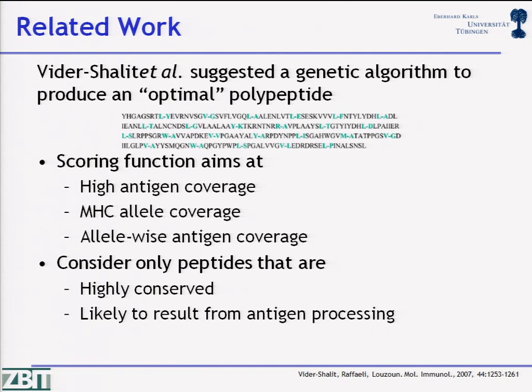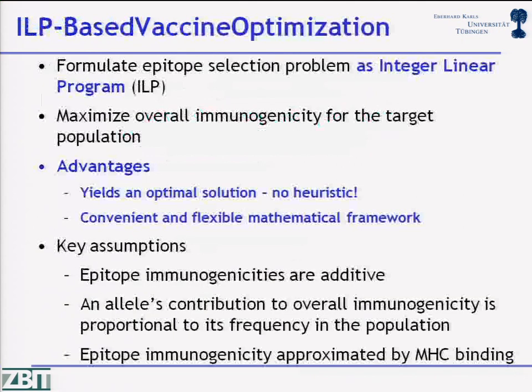Having worked with combinatorial optimization for quite a long time, we followed a slightly different approach. Instead of using a genetic algorithm, we used an integer linear program, an ILP. So we formulated this epitope selection problem as an ILP, which aims at maximizing the overall immunogenicity for a given target population. The advantages of integer linear programming over genetic algorithms are, of course, that we obtain an optimal solution. So given this objective function, we can be sure that there is no better set of epitopes that would yield a higher immunogenicity.